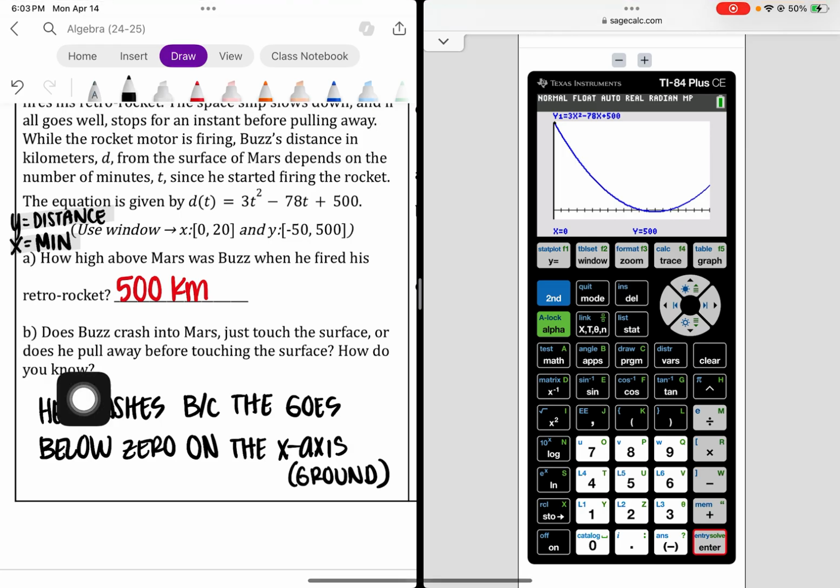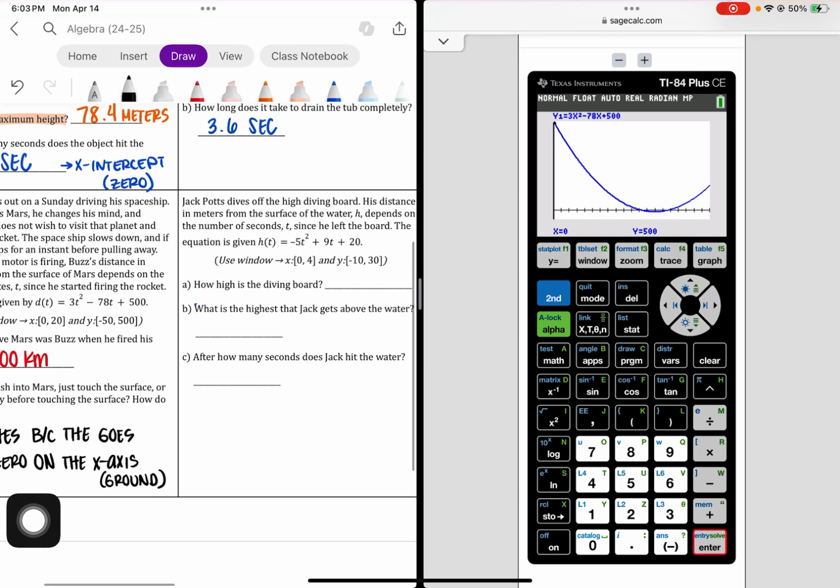So he hits Mars, goes a little bit below it, and right there, he's probably not flying up. But if he was able to, the graph shows us what he would do. But he crashes because we go below the x-axis. That's how we know. All right, last question.